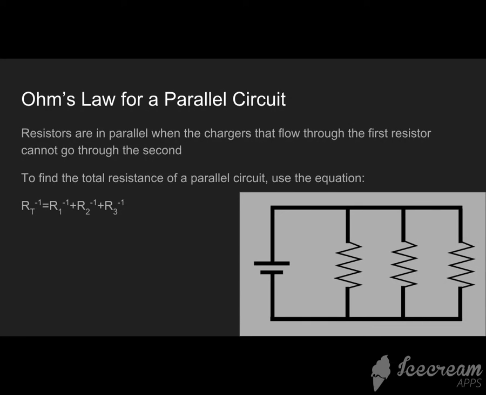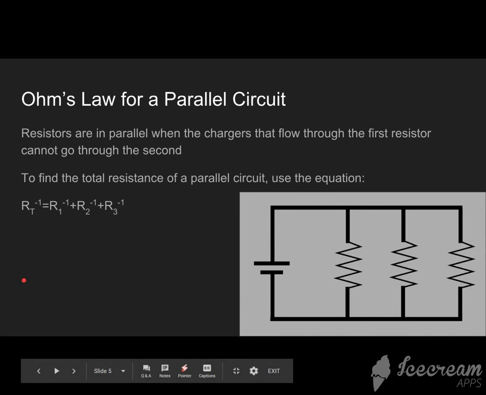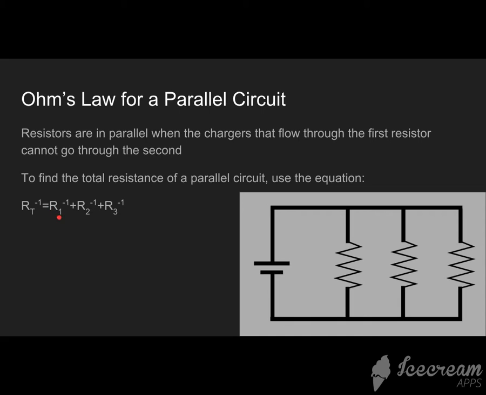Ohm's law for a parallel circuit. Resistors are in parallel when the charges that flow through the first resistor cannot go through the second. To find the total resistance of a parallel circuit, use the equation: 1 divided by the total resistance equals 1 divided by resistor 1 plus 1 divided by resistor 2 plus 1 divided by resistor 3.